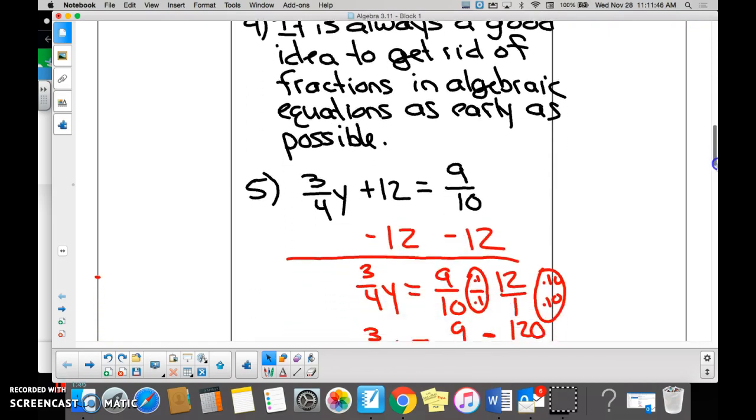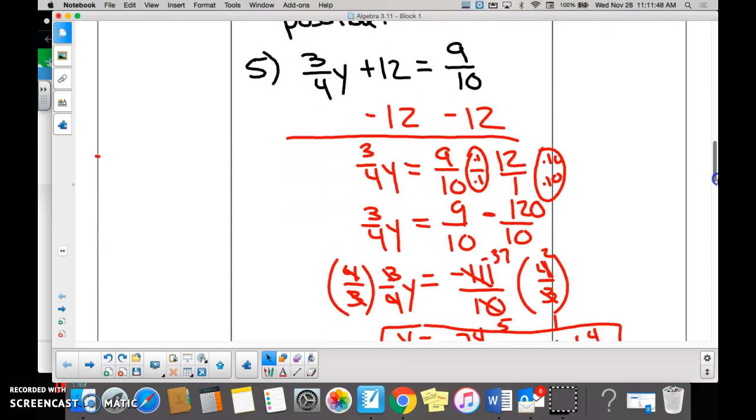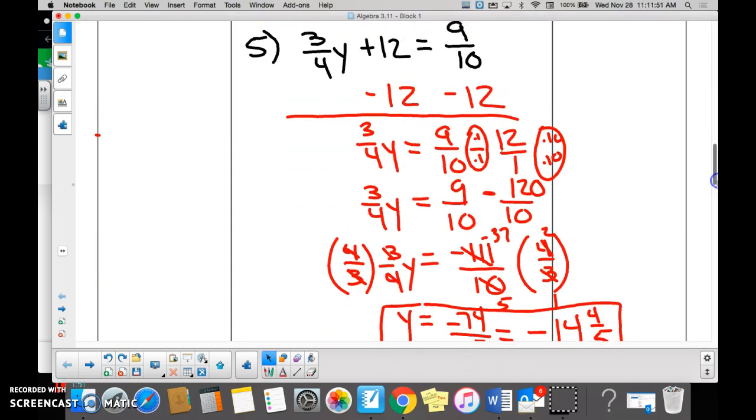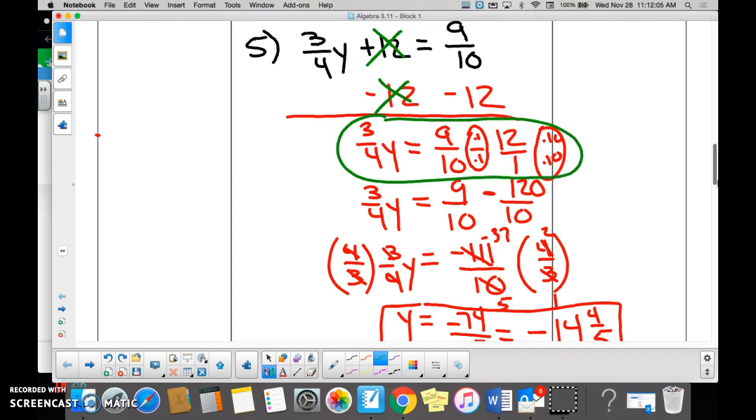Number 5, we have fractions, but if you look at the work here at number 5, did we get rid of the fraction right away? No. We did the easiest step first, which was to get rid of this 12, right? So we subtracted 12 from both sides. Then we got to 3/4 y equals 9/10 minus 12. Instead of multiplying by 4/3 to get y by itself, you guys cleaned this up. Remember cleaning that up? Yeah. We've got common denominators. We cleaned it up. It wasn't a very nice number. It was negative 111 over 10, right?